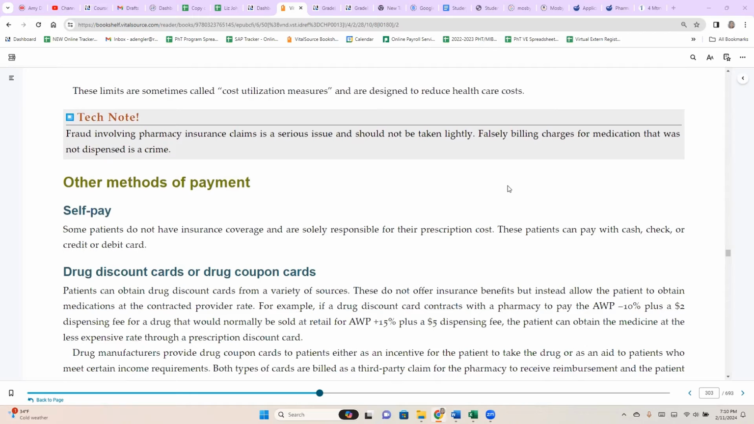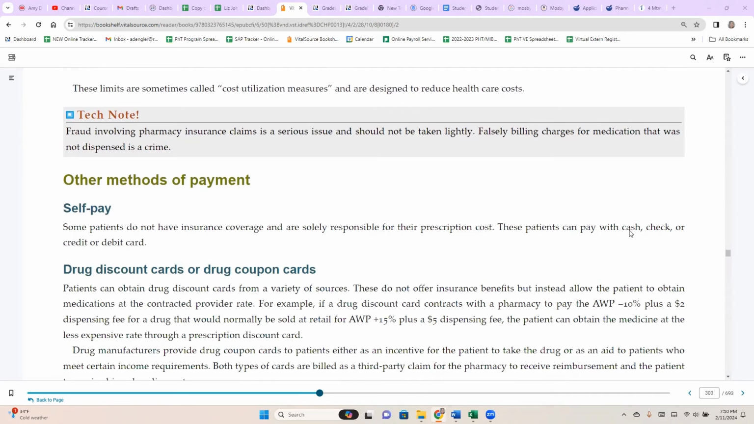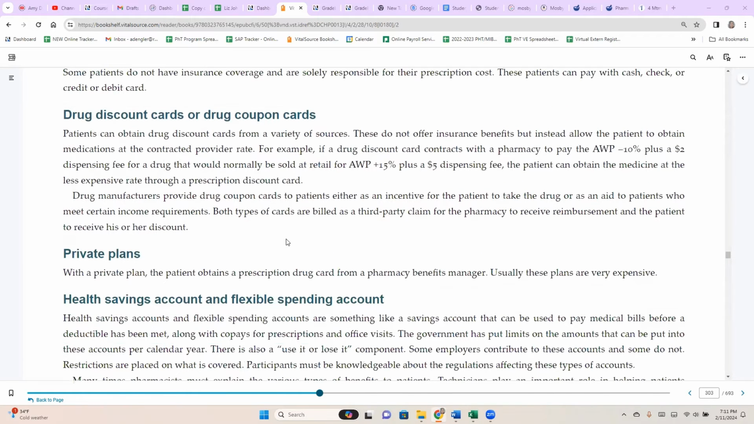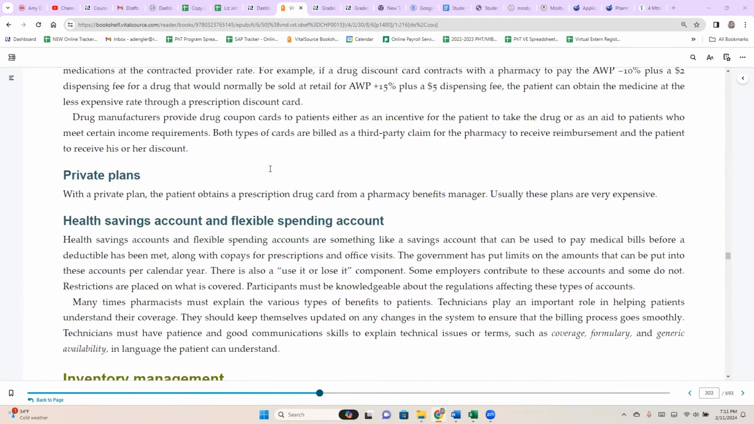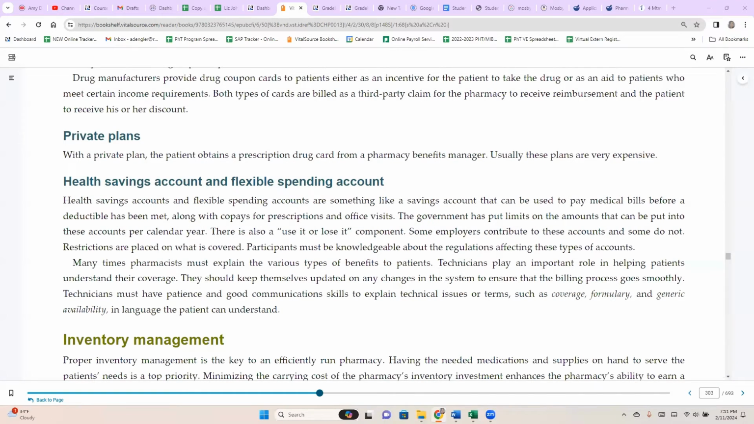Some patients do not have insurance coverage and are solely responsible for their prescription costs. These patients can pay with cash, check, or credit or debit card. Patients can obtain drug discount cards from a variety of sources. These do not offer insurance benefits, but instead allow the patient to obtain medications at the contracted provider rate. And you'll see these a lot of times, the patients will have them. And you'll see them at random places where they're just giving them out. With a private plan, the patient obtains a prescription drug card from a pharmacy benefits manager. Usually, these plans are very expensive.